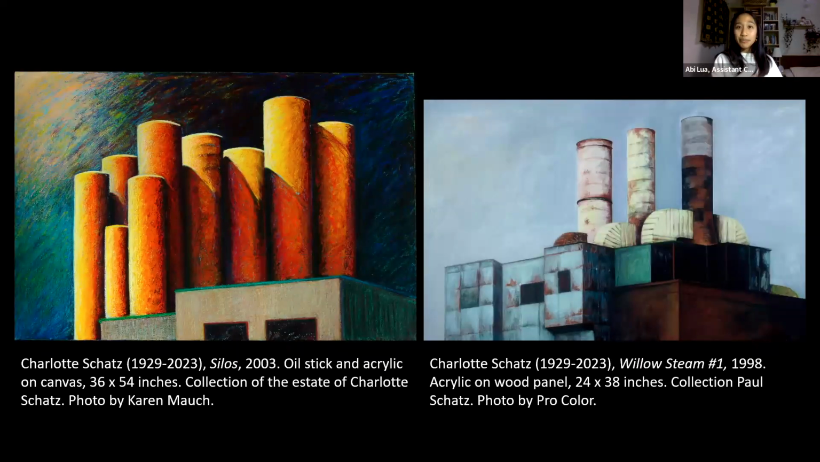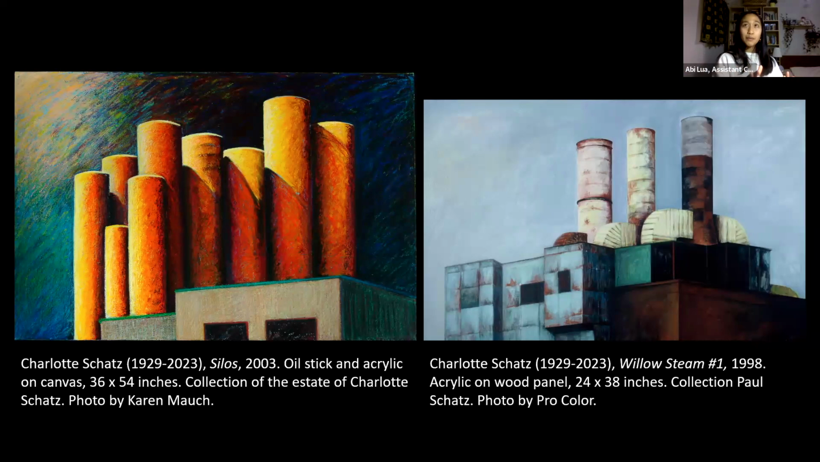But not only did she depict specific industries, she was also just interested, as I said, in the form of these different factories and abandoned buildings. And so here you could see the repetition of that cylinder form between Silos and Willow Street Steam. And again, if we remember the pipe environments, you can see how she is recalling the structure and the sculpture of the pipe environments in these two paintings.